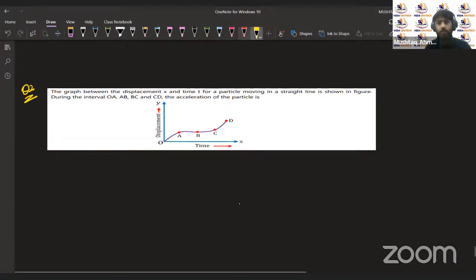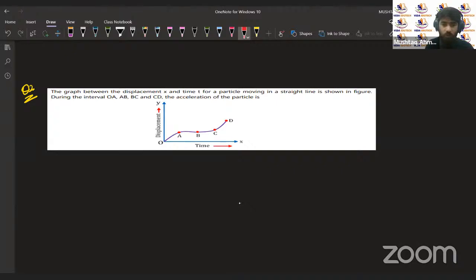Let's move on to question number 2. The question is: the graph between displacement and time for a particle moving in a straight line is shown in the figure, and during the intervals OA, AB, BC, and CD, the acceleration of the particle is, right? We have to comment on the acceleration of the particle during different intervals. You can see here the displacement-time graph has been given. We have to see what happens to the acceleration at different time intervals.